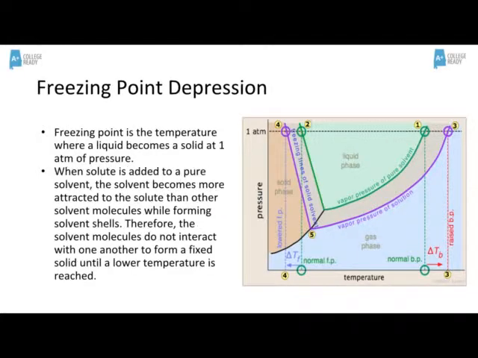While it causes the boiling point to elevate, it causes the freezing point to depress, or decrease. We need more energy to get the boiling point, but it causes the freezing point to do the opposite. It decreases. Again, same reasoning. The solvent has become more attracted to the solute than to other solvent molecules. So in order to get them to freeze and get into a fixed solid, it's going to take a lower temperature than it did before. So the freezing point lowers while the boiling point raises.